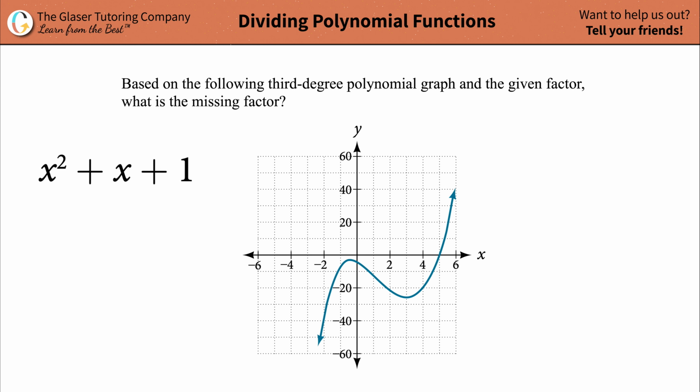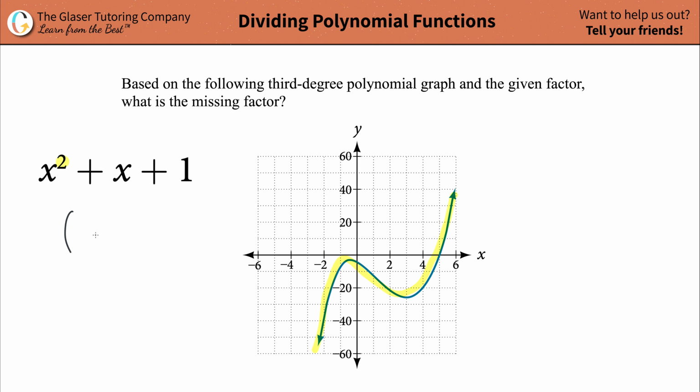Today, I would like to teach you how to find a missing factor if you know one of the factors of your polynomial function and the graph. So what it tells us is that we have a third degree polynomial graph. So this graph I know represents a third degree polynomial. And the given factor is going to be a second degree polynomial. That must mean that I'm missing a first degree polynomial, root, right?